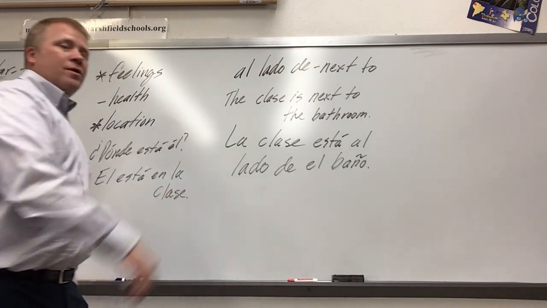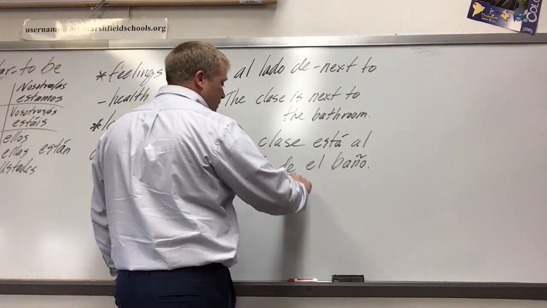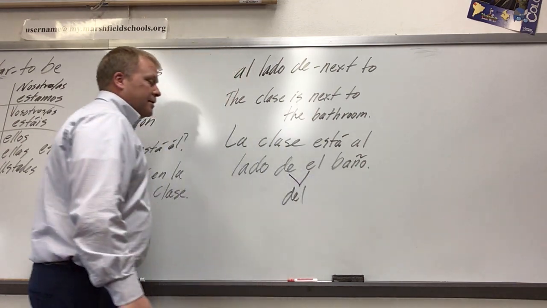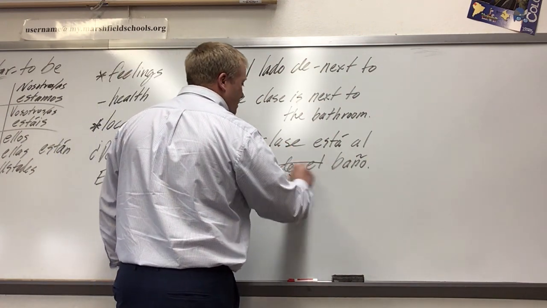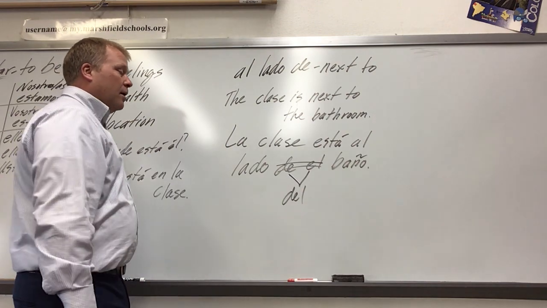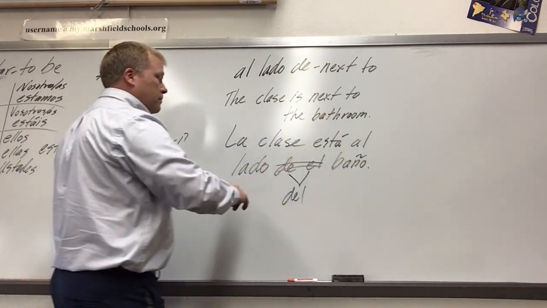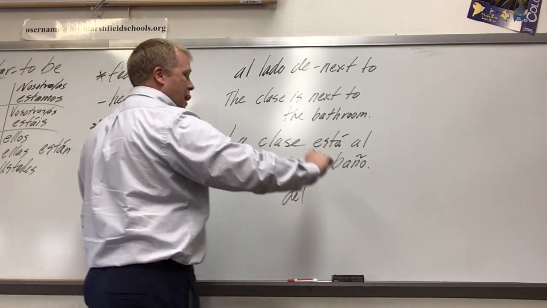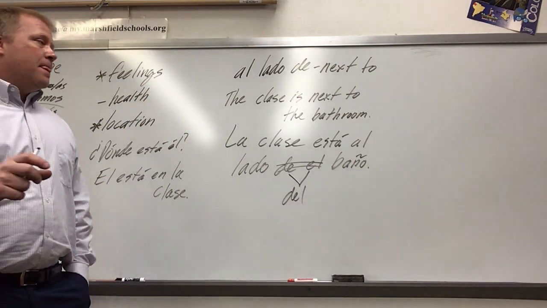If you remember previously when we talked about possession with the verb ser, when we have de and el, it contracts to the word del. Okay, so we're going to say la clase está al lado del baño. We only make that contraction when we have de and el. If we would have said la biblioteca, the library, we would have said la clase está al lado de la biblioteca.